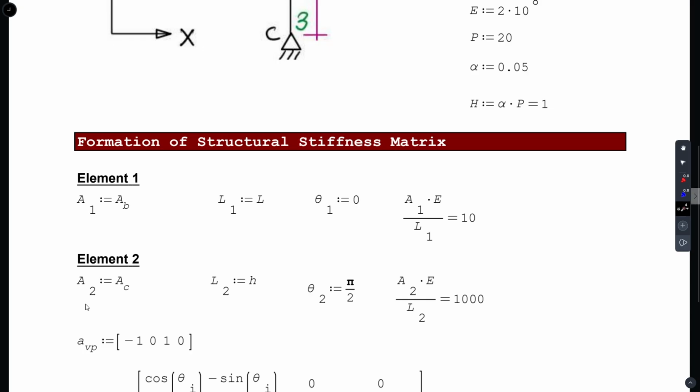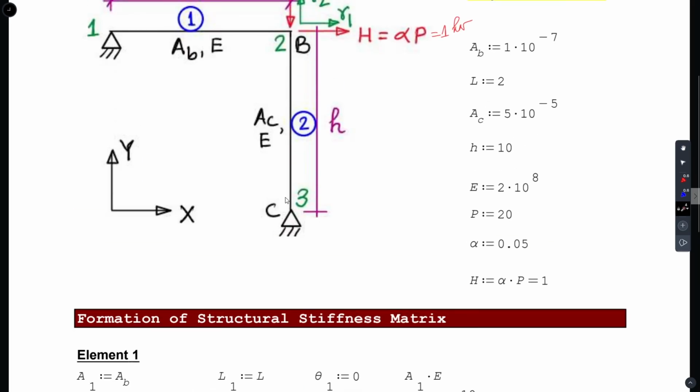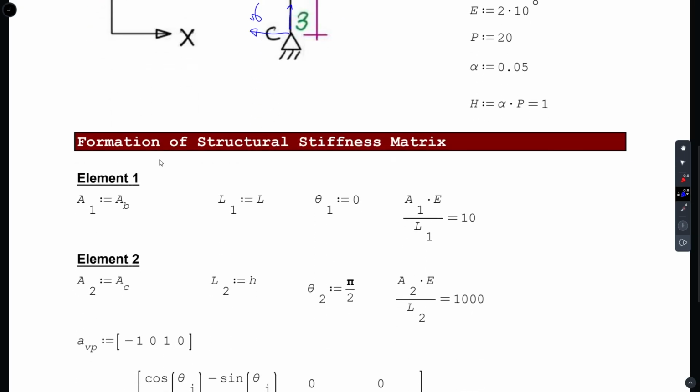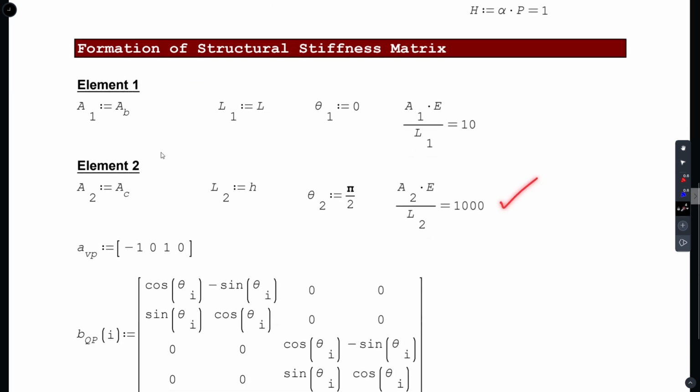Okay. And for element 2 similarly A2, L2 and theta is pi by 2, because this is vertical. So, the local x axis if I write, this is the local y axis. So, it is rotated, okay, by 90 degree. So, this is pi by 2 and this is the A by L for the vertical member.